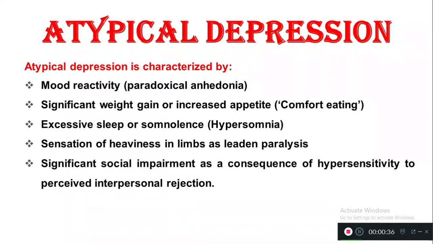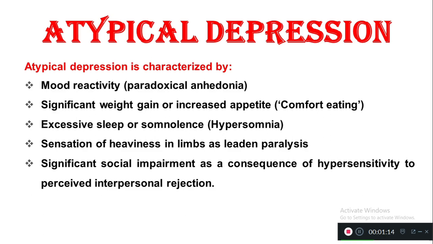The first type is atypical depression. Atypical depression is characterized by mood reactivity, that is called paradoxical anhedonia, and there will be significant weight gain or increased appetite. That is, the patient feels comfortable while eating, and there will be excessive sleep or somnolence, that is, hypersomnia will be present. But in other kinds of depression, there will be sleeplessness, there will be lack of sleep. But only in atypical depression, there is excessive sleep.